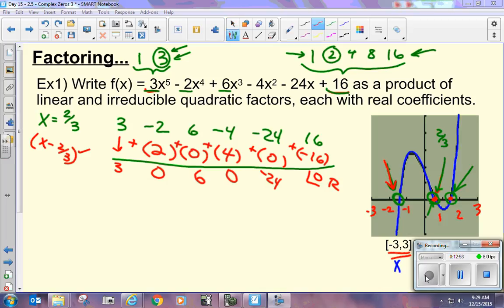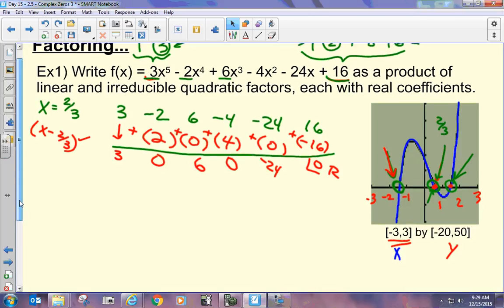It's negative what? Negative 1.4. That's also irrational. So what do we do at this point? Take a look at what we have left. Let's write what we have left.